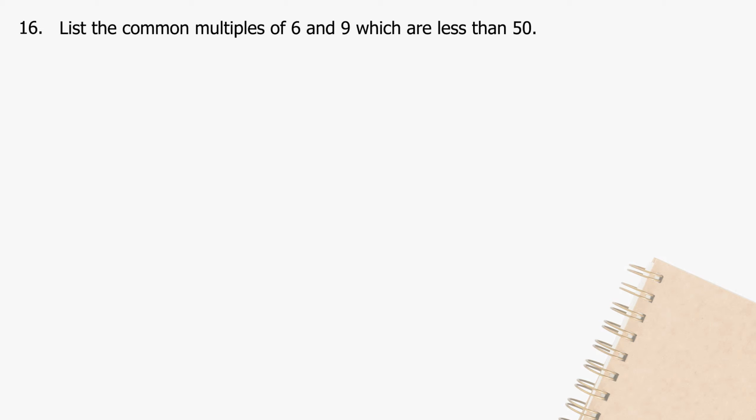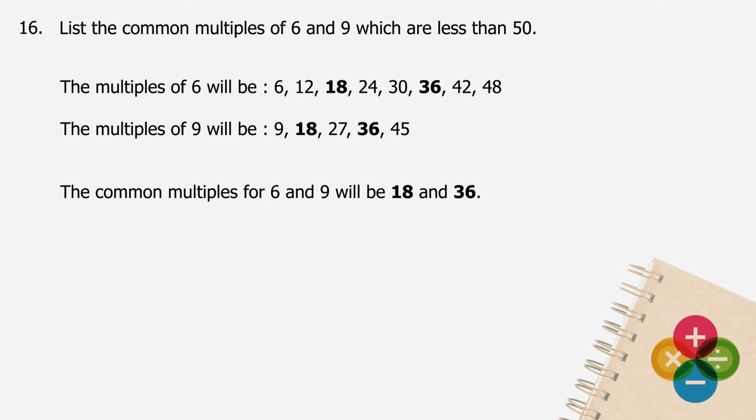Question 16. List the common multiples of 6 and 9 which are less than 50. The multiples of 6 will be 6, 12, 18, 24, 30, 36, 42, and 48. The multiples of 9 will be 9, 18, 27, 36, and 45. The common multiples for 6 and 9 will be 18 and 36.